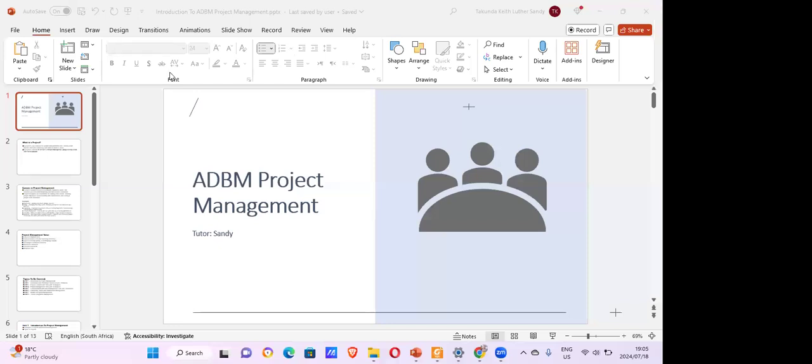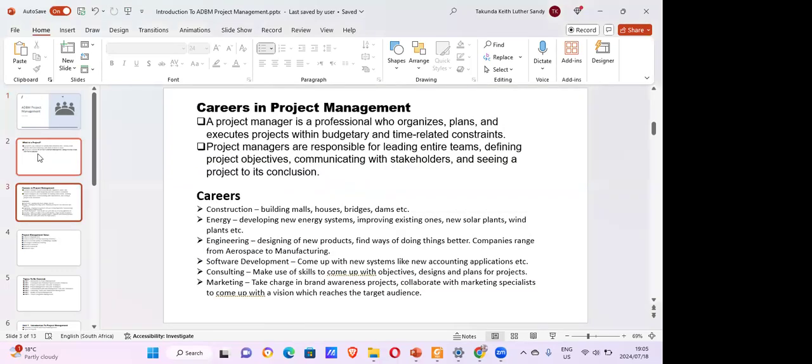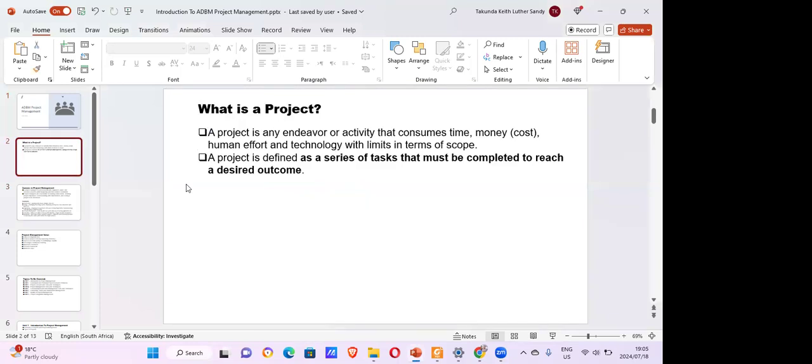As I have said, we're just going to be looking at what project management entails and what a project is. When you talk about projects, I think they are the most interesting activities that you can ever see in this field. Because projects are exciting, a lot of things happen in projects. There are a lot of processes that happen in projects.